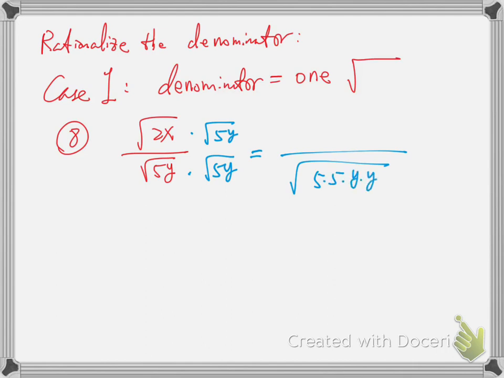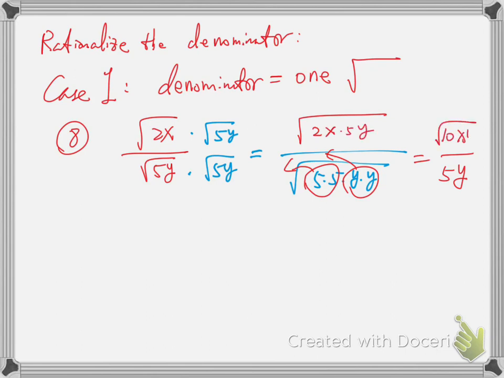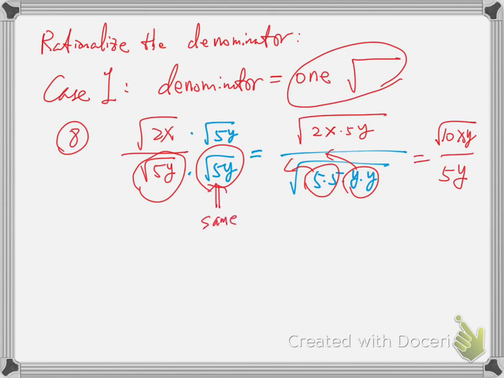Yeah, so now they are both pairs. So we got 5 come out, y come out, right? So in the denominator, there will be no radical sign. For the numerator, you just leave it. It's 2x times 5y. If you like, you can give me a better answer, 10xy. So here we only care about the denominator. If the denominator is one radical, you just use the denominator times the denominator. One radical, use the same radical.